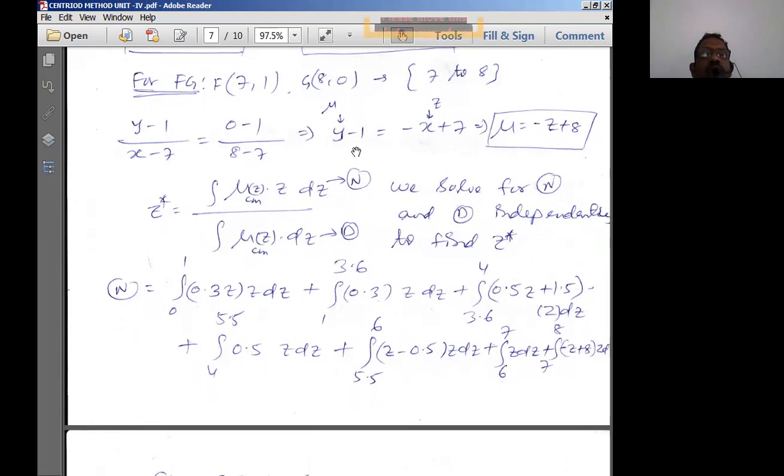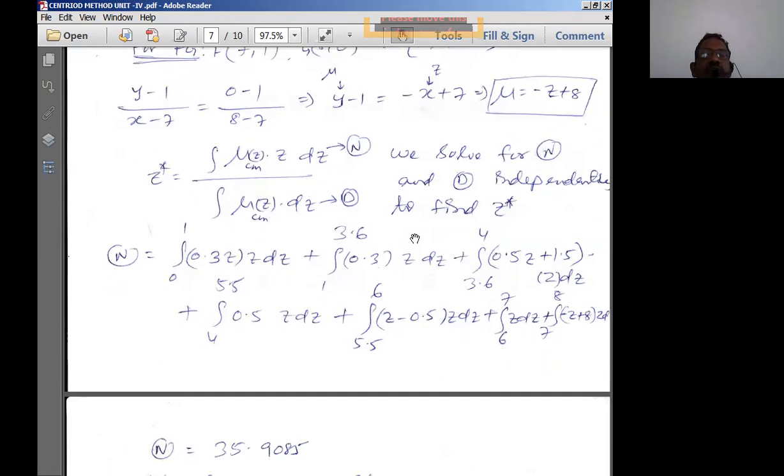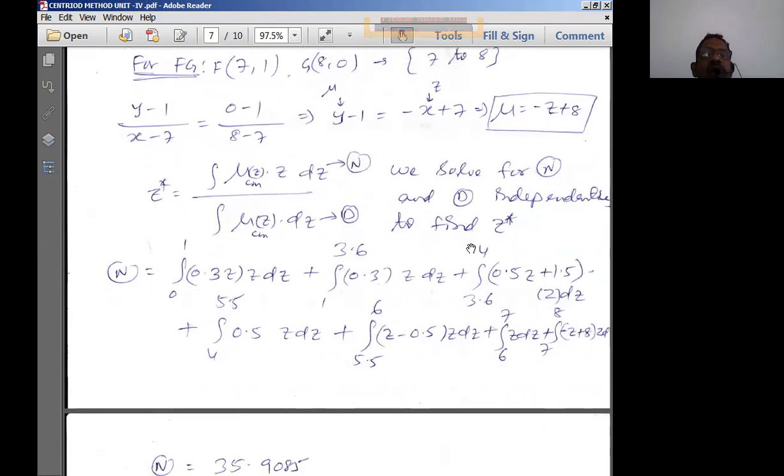So y is equal to, this 1 will go to the right hand side, so it is 7 plus 1, 8. Therefore y is equal to minus x plus 8, and I can replace y with mu. So finally I'll get mu is equal to minus z plus 8. That is the equation. So finally we got the 3 equations. Now we'll substitute them in the formula for z star.